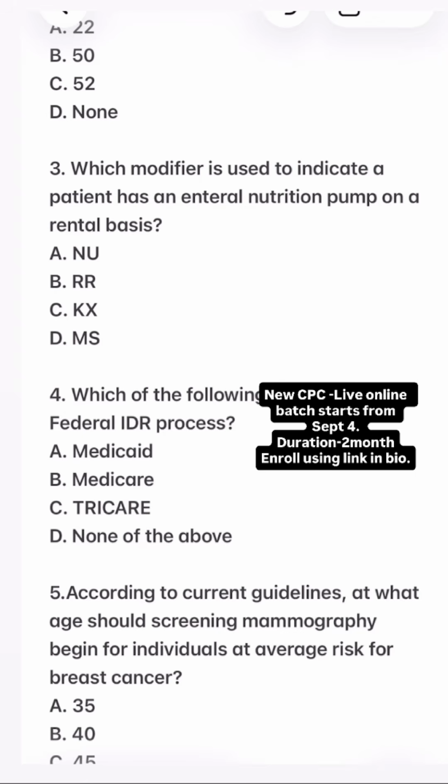In the same way, the NU modifier indicates new equipment or a purchase. KX indicates the requirements specified in the medical policies have not been met. MS refers to maintenance and servicing fee after the 15 months rental period.